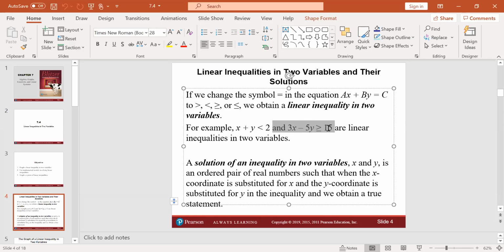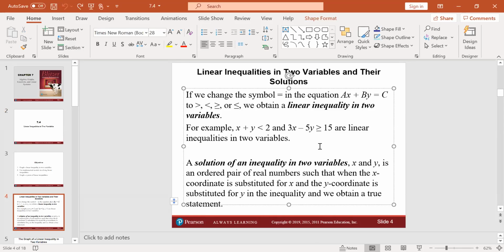Here's another one, 3x minus 5y greater than or equal to 15. Again, you're going to pretend that you just had the equation. You're going to graph the line from that equation. After you graph, then you've got some decisions to make about whether you're going to be dashing the line or making it solid.